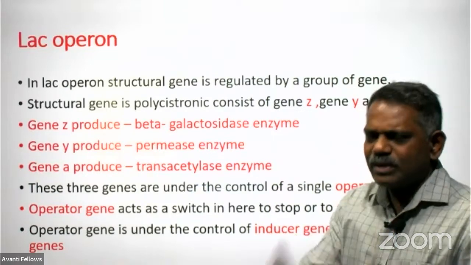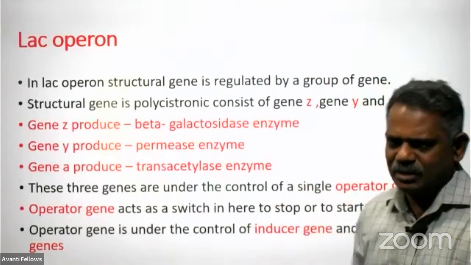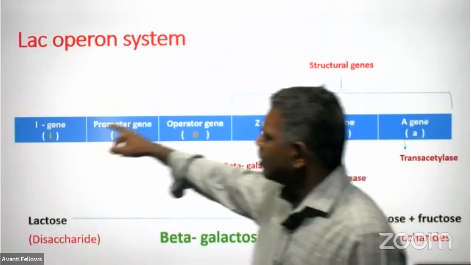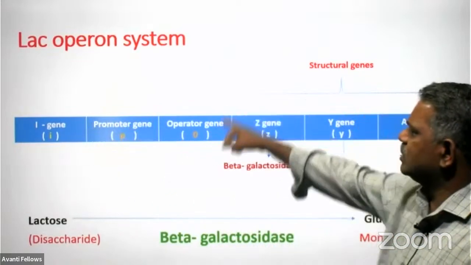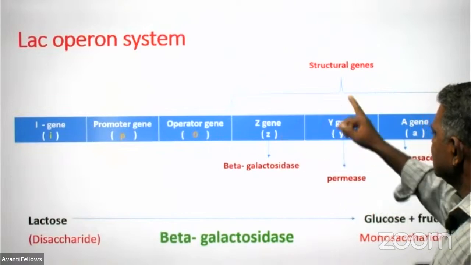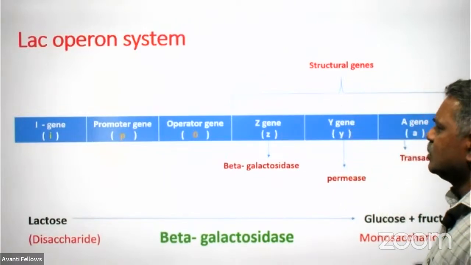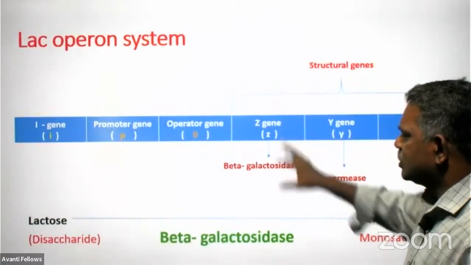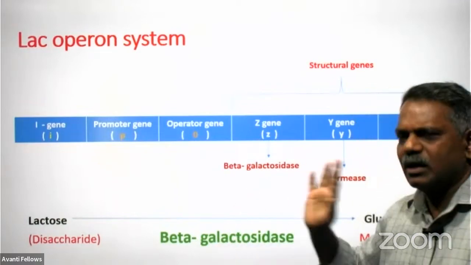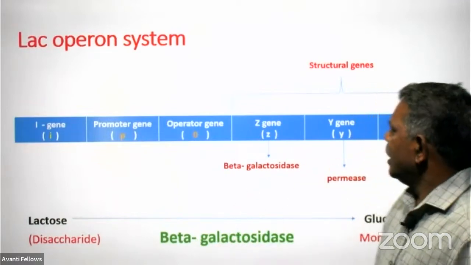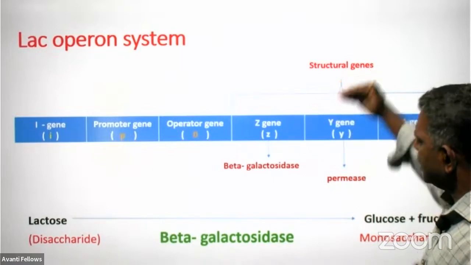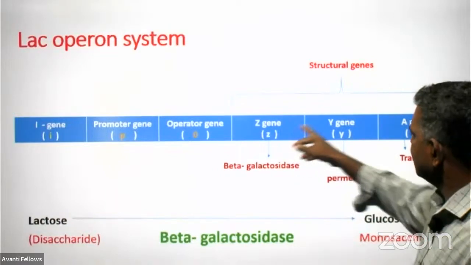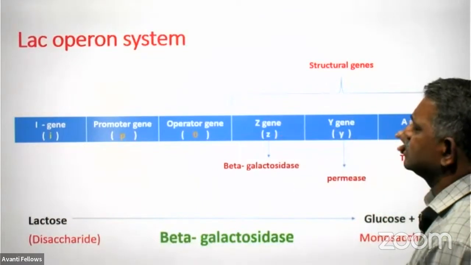The gene which is expressing an enzyme is called the structural gene. Here we can find a group of genes in the Lac operon system. The I gene is there, the promoter gene is there, the operator gene is there, the Z gene is there, the Y gene is there, the A gene is there. So there are many genes in this Lac operon system to regulate the expression of the enzyme called beta-galactosidase. The gene which secretes that enzyme is called the structural gene. And here there are three structural genes because it is polycistronic.